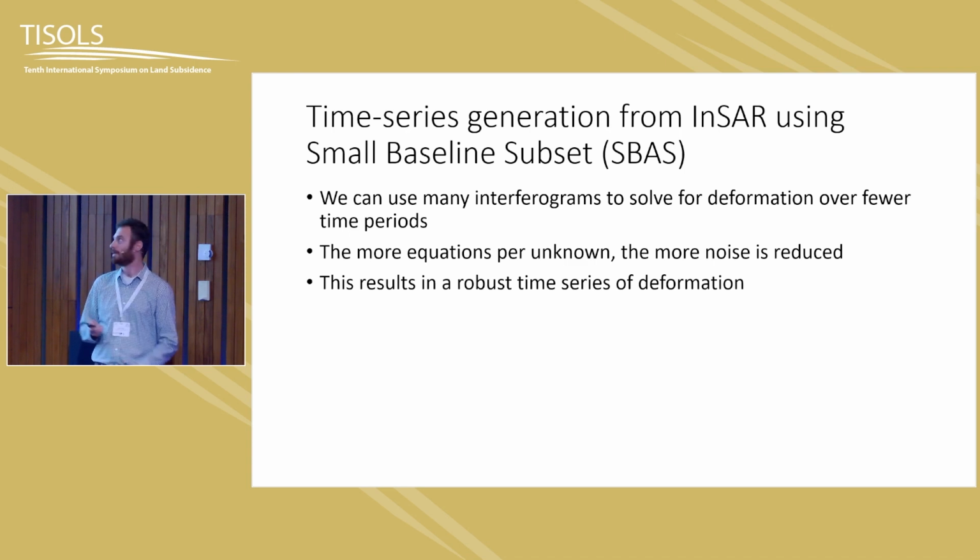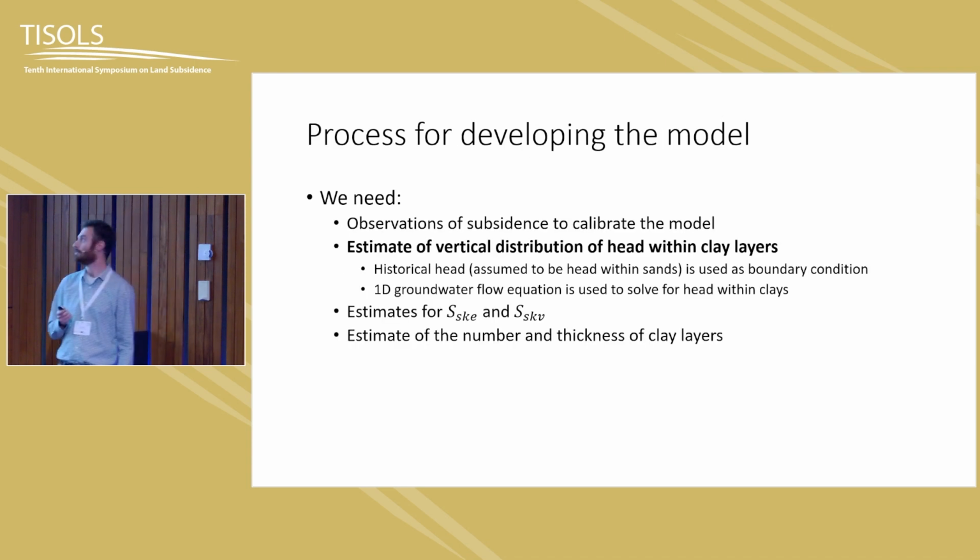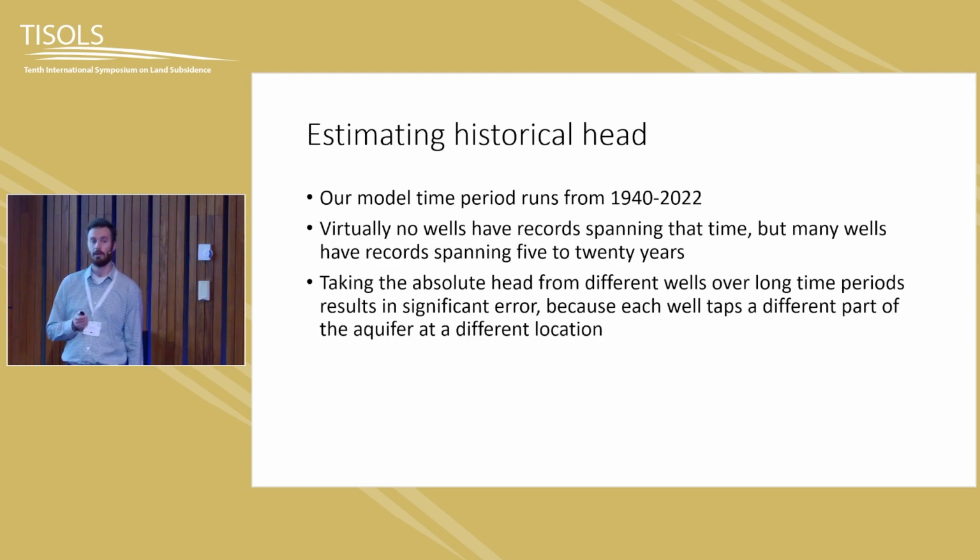Okay, so we'll come to that in a second here, why I gave that background for those that may be a little less familiar with what SPAS is. Okay, so now we need an estimate of vertical distribution of head within clay layers, and this part is a little bit trickier. So first we need historical head in the coarse-grained aquifer itself, and that acts as a boundary when we're doing our modeling of the clay layer.